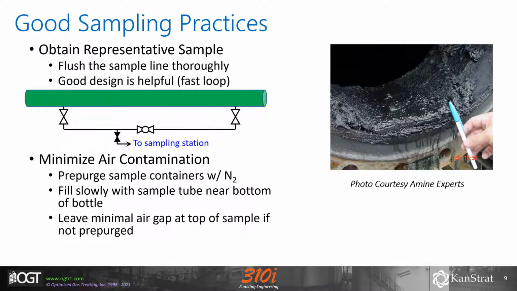There are systems in place where you can pre-purge your container with nitrogen. If you don't have nitrogen, you'll need to slowly fill with the sample tube, starting as close to the bottom as you can to minimize free fall agitation, and filling the bottle up as close to full as you feel safe to. This will minimize the amount of air that can possibly react with the sample.